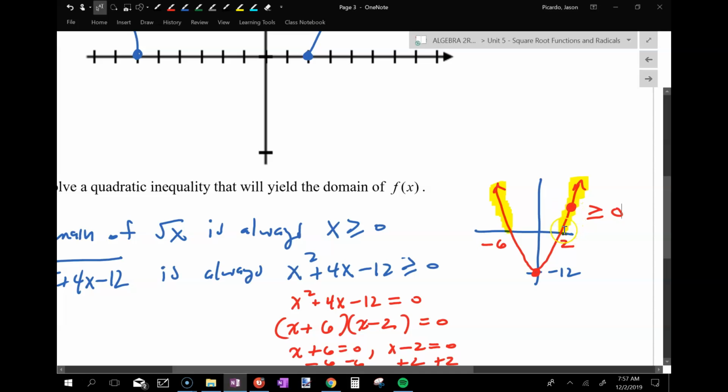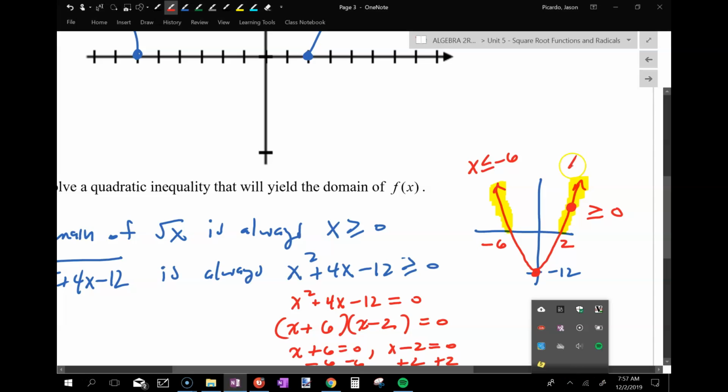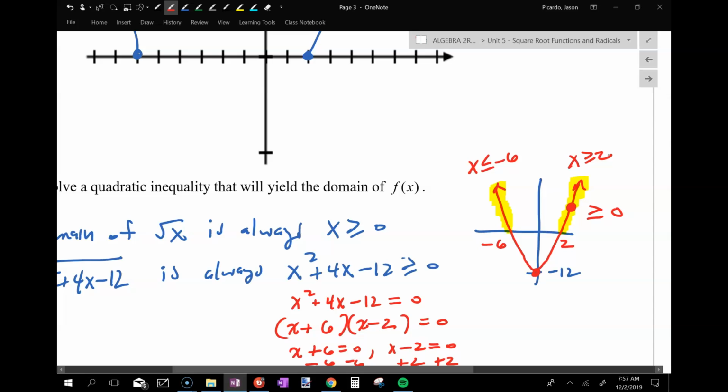Again, so guys, here's the thing. The answer to this is everywhere that is less than or equal to -6. And the answer to this is everything that is greater than or equal to 2. Like that. And that would be your domain.